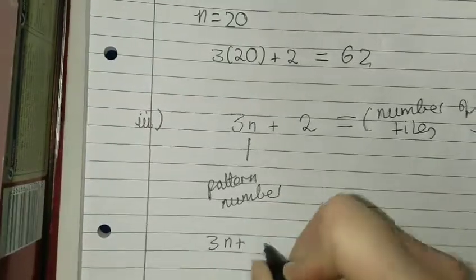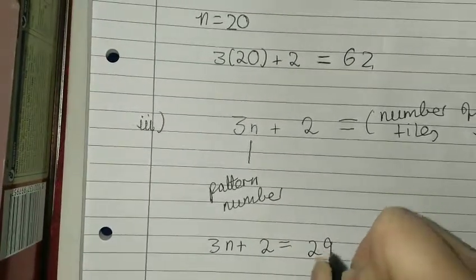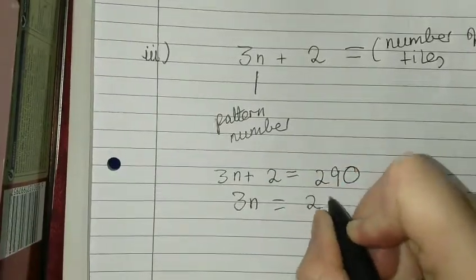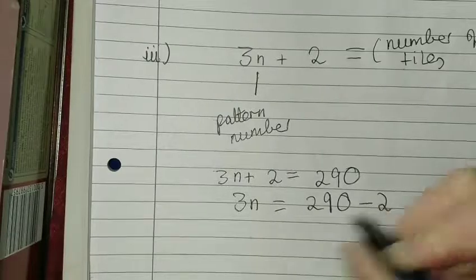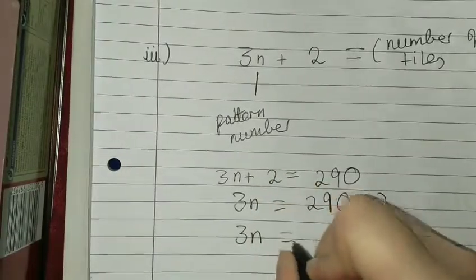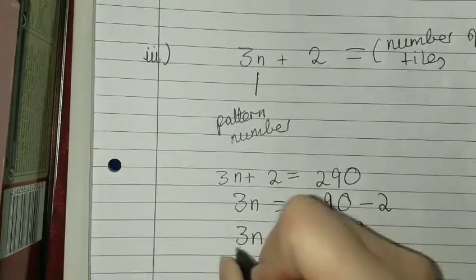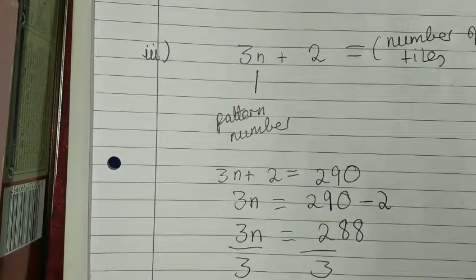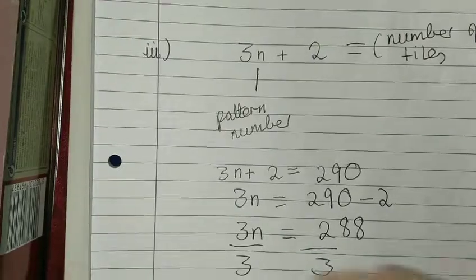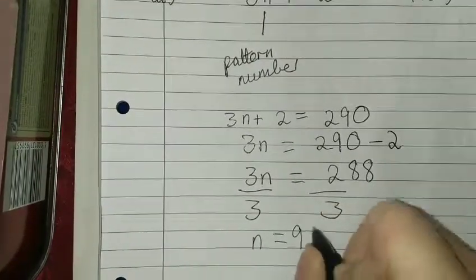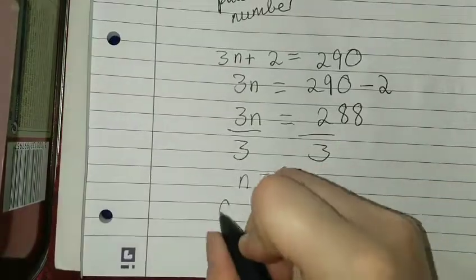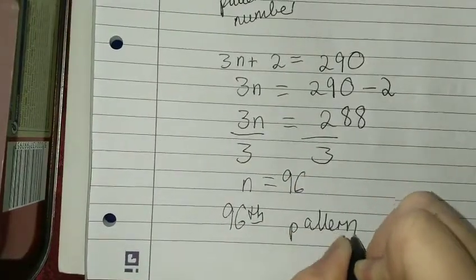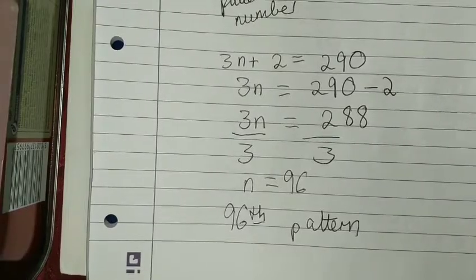So 3N plus 2 is equal to 290. So 3N is equal to 290 take 2. So 3N is equal to 288. And now I'm going to divide both sides by 3 to get what N is. So then I get N is equal to 96. So it's going to be the 96th pattern that has exactly 290 tiles.